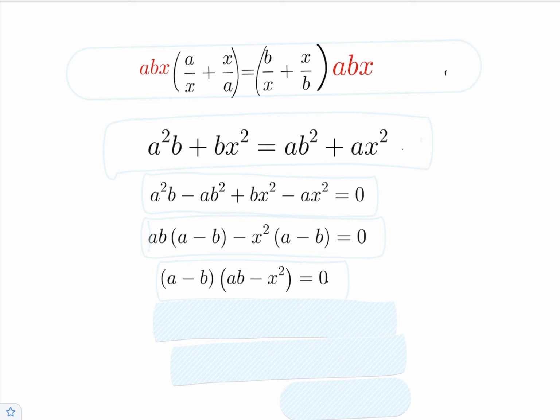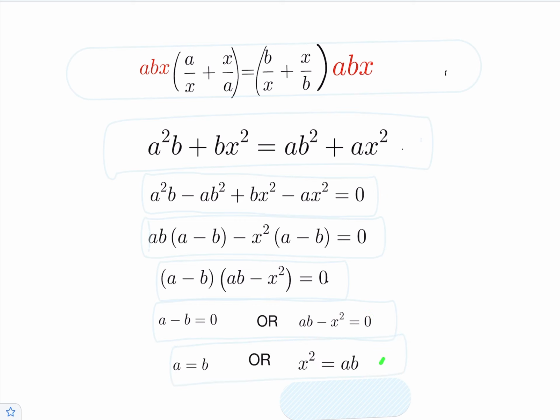So we have the product of two expressions as 0. There's only two situations that can occur here. Either a minus b is 0 or ab minus x squared is 0. This implies that either a equals b or x squared equals ab, which means that x equals plus or minus the square root of ab.